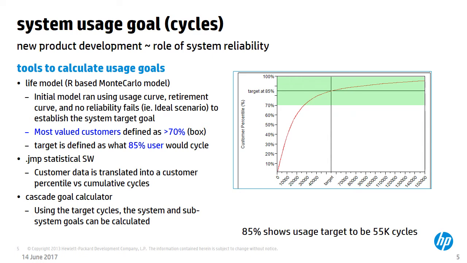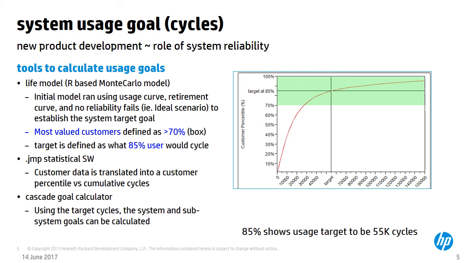Now, how are these goals determined? How do you go about figuring out what is good, what is bad? Much of the time it's using models. In this case, I've used in the past, and I'm currently using, Monte Carlo based models where various inputs are run to generate a curve. And these curves would determine what is good and what is bad over time, or in this case, usage.